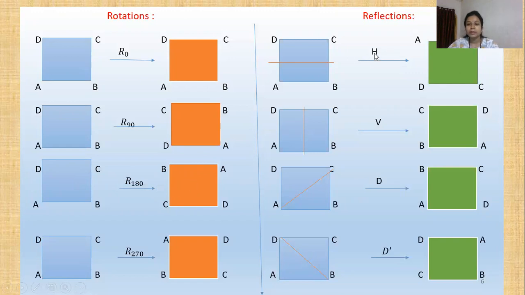Similarly here, generated by H, generated by V, generated by D, generated by D dash. It contains the elements R0, H; R0, V here. Generated by D contains R0, D; generated by D dash contains R0, D dash. Now let us check. This is generated by V. This is the vertical operation. We are obtaining this resultant. This is A, D, C, B.